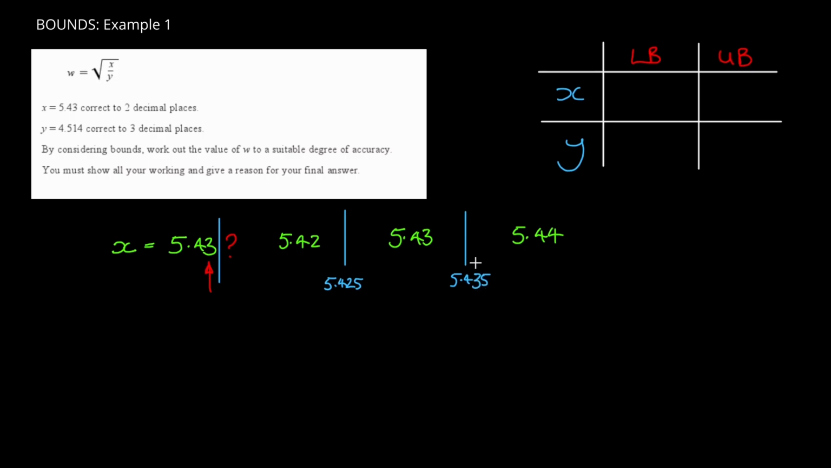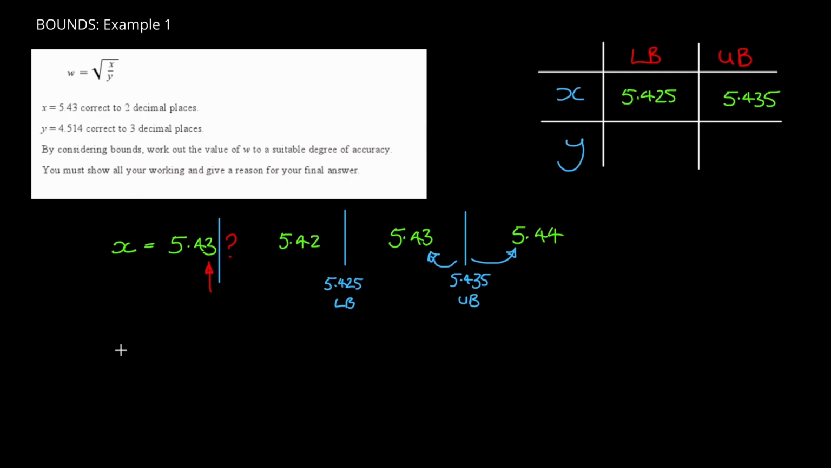5.435. So anything that's above 5.435, like 5.436, the value will be written down as 5.44. And a value like 5.434 would come down and be truncated as 5.43. So this is the lower bound of our number 5.43, and this is the upper bound. So let's write that in our table.